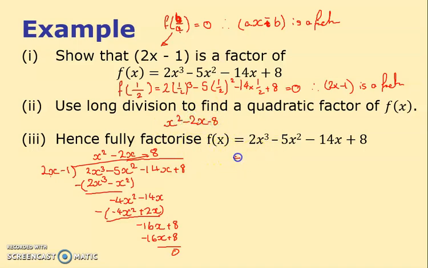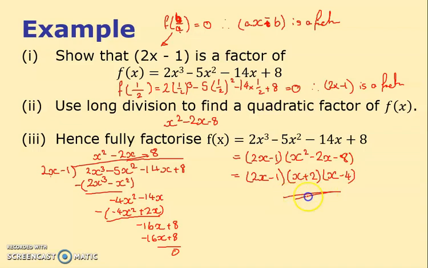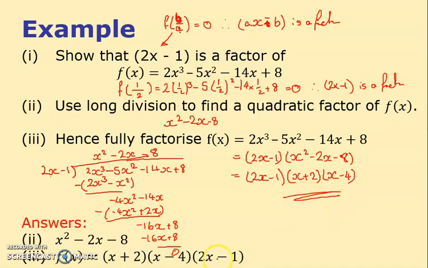Hence fully factorize this. Well, I already know then that 2x minus 1 goes into it. The thing that I just got, this quadratic factor, I write again, x squared minus 2x minus 8. But it does imply, when it says write the fully factorized version of this, I think this therefore factorizes. So if I just, you can do it in a calculator, or you can just see it. I reckon it's x plus 2 and x minus 4. Notice it doesn't say solve the equation, it just says factorize. So I think that's the answer. x plus 2, x minus 4, and the original 2x minus 1. Notice it doesn't matter which order you write them in.